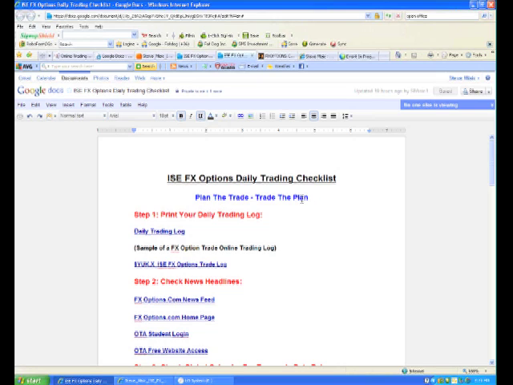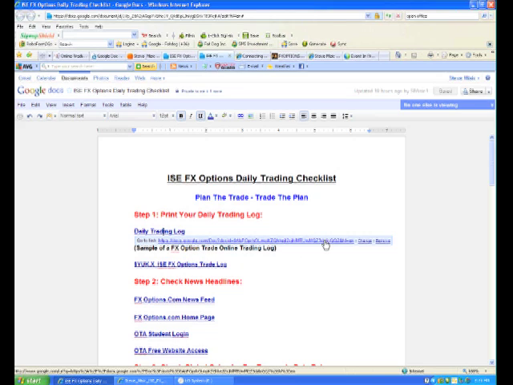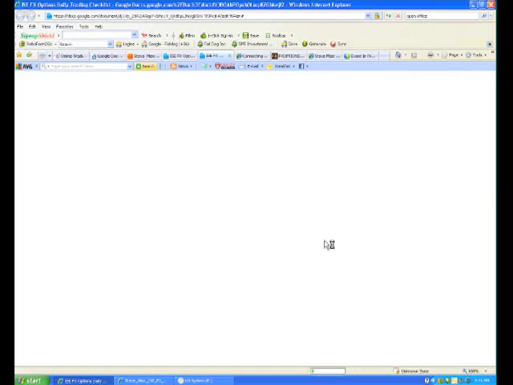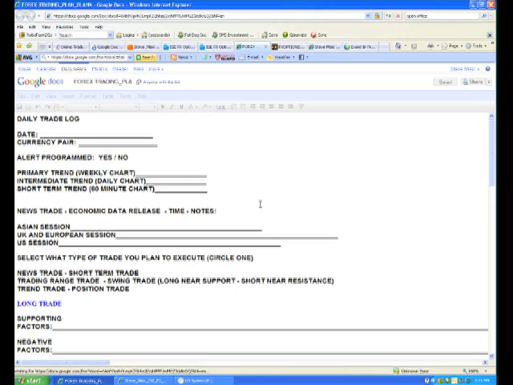So the first thing it says to do is to print your daily trading log. I have a link here, and that link takes me to a Google document, which once I click on it, hopefully all goes well, and it'll pop up to my daily trading log. This is a document that I can print if I like to have my daily trading log on paper. I can print it off. I can have it sitting by my computer as I get prepared.